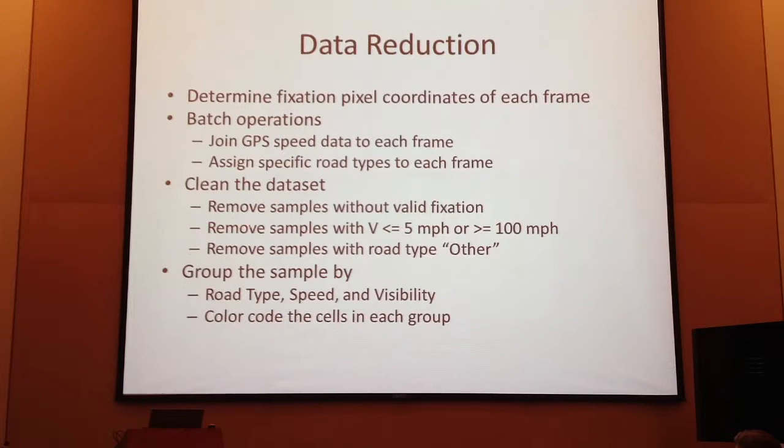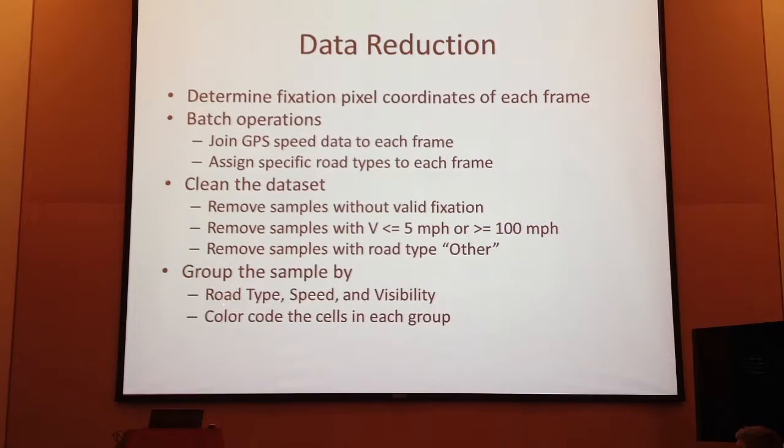Then we clean the data. We remove all the frames without the green circle, without the fixation, and remove all the samples with a speed below 5 miles per hour or higher than 100 miles per hour, because those may not be realistic. If the speed is very low, that's probably a parking lot, not near the intersection. It's not in the environment that we want to study. We also remove samples coded as other, where there's no specific roadway type.